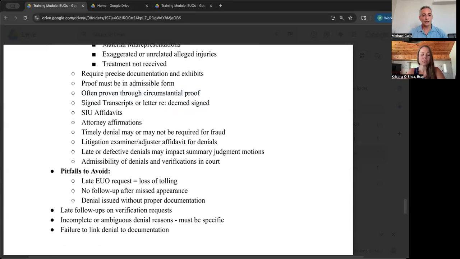Again, to sign transcripts after the EUO is held, the transcript will go to the claimant. If he's represented, it goes to the attorney, and we ask them to sign and return and make the changes that need to be made on the transcript. If they send that back, great, that's our proof. If they refuse or don't send that back, we send a follow-up letter. If they don't comply after a certain period of time, it's deemed signed, and we can use that in court as if it was signed.